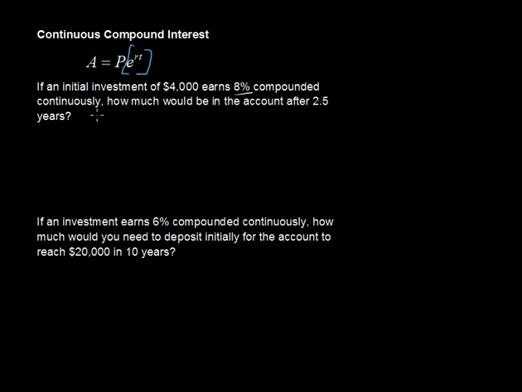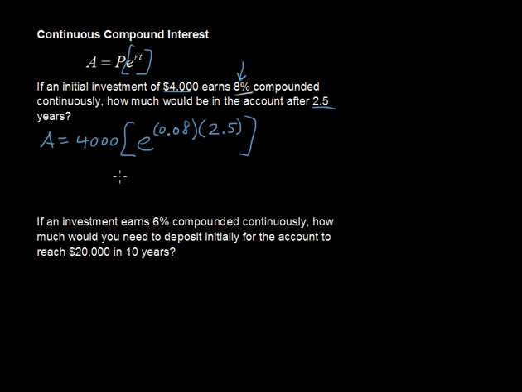So we have our question: if an initial investment of $4,000 earns 8% compounded continuously, how much would be in the account after 2.5 years? Well, I'll just write these numbers in here. The ending amount is A. The initial investment is the $4,000, so I'll put in $4,000 for P, that's the initial principal, times e. e is just a number, 2.718 and so on. It goes on forever, but we abbreviate it and just write the letter e there, raised to the power of 0.08, because we put the rate as a decimal, times the time in years, 2.5 years.